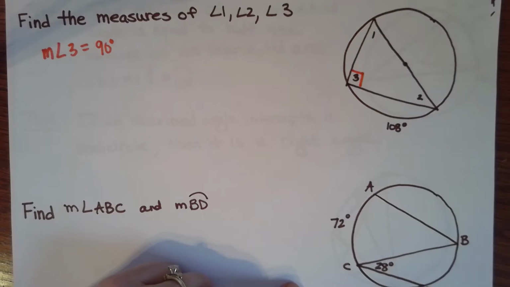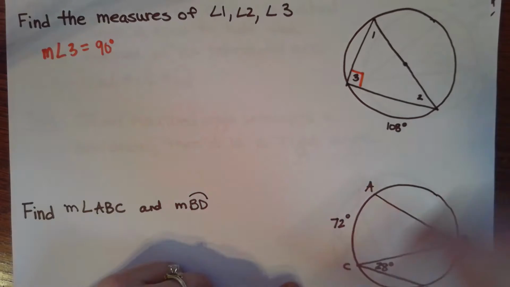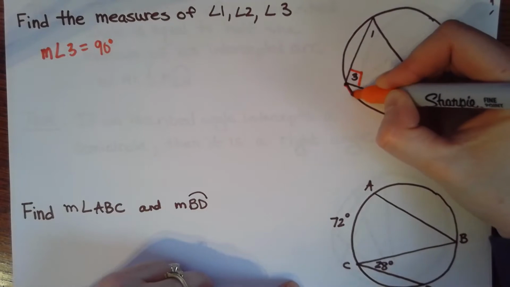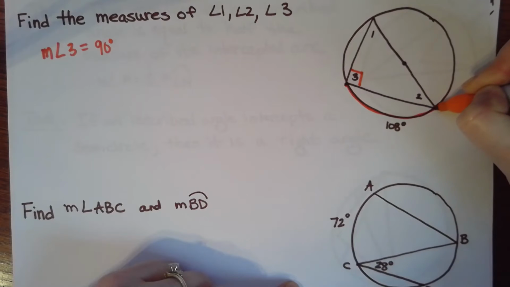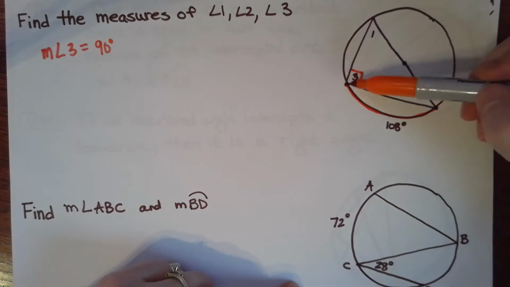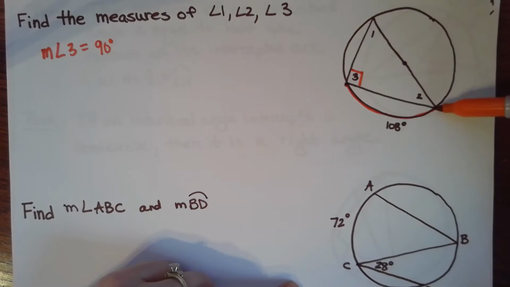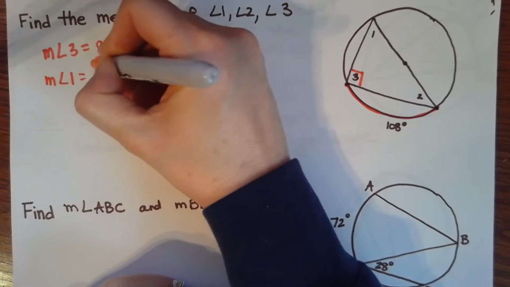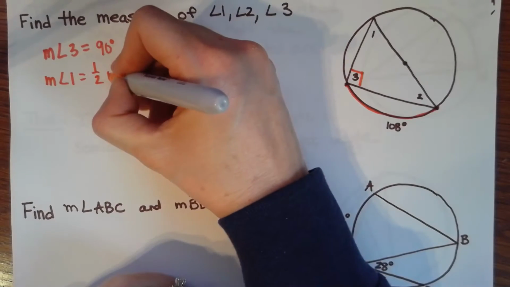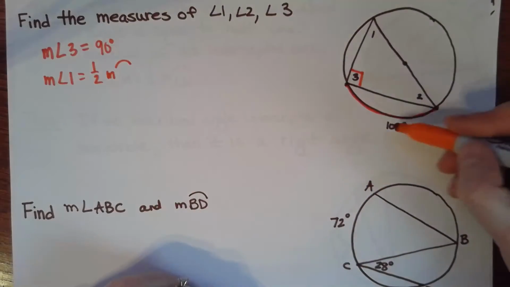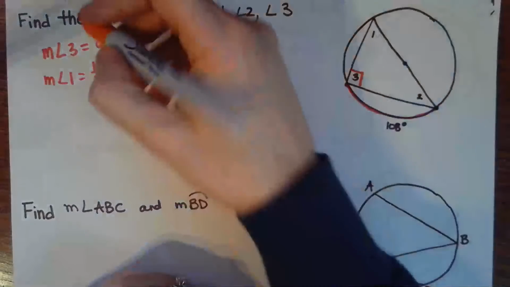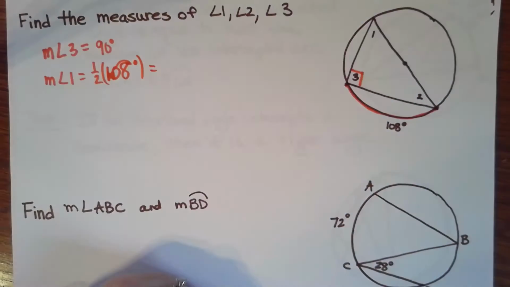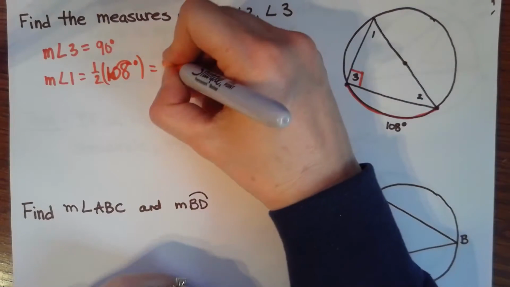Now, could we figure out angle 1 or angle 2? Well, we do have this 108 degrees. That's this arc from here to here, and that arc is intercepted by angle 1. So we know that the measure of angle 1 is half of its intercepted arc, I'll just say half of the 108 degrees. So the measure of angle 1 has to be 54.